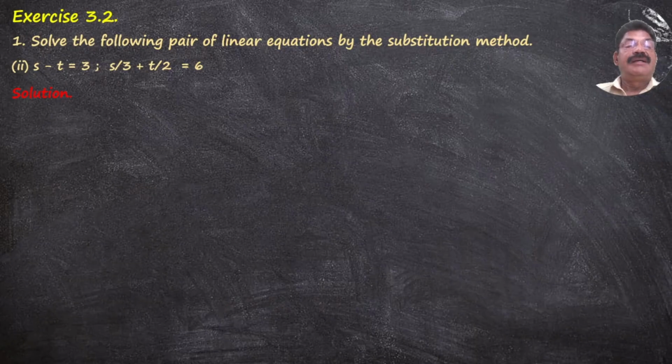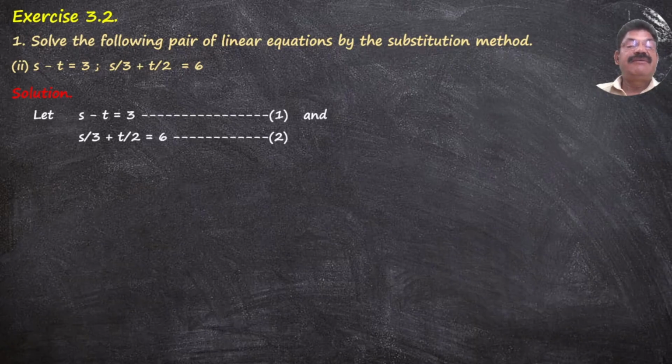Simple. Now, second problem, s minus t equal to 3, s divided by 3 plus t divided by 2 is equal to 6. So, you take equation 1 as s minus t equal to 3 and equation 2 as s by 3 plus t by 2 is equal to 6. From equation 1, s is equal to t plus 3.